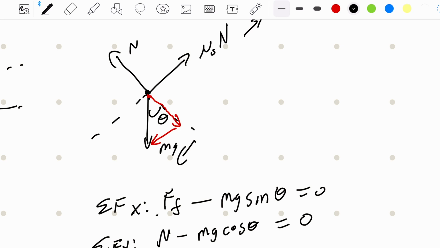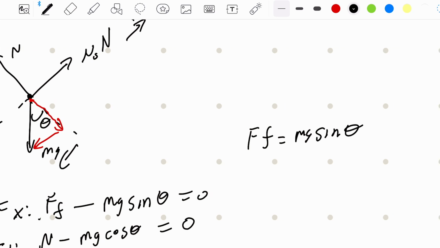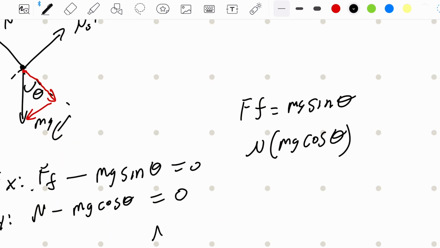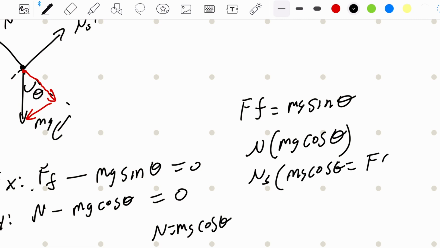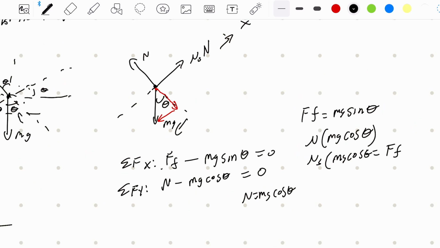So, the force of friction can either be mg sine theta, or the force of friction can also be mu times mg cosine theta, right? Because N equals mg cosine theta, and we know that mu s times mg cosine theta is equal to the force of friction. So these are essentially equal to each other. There you go. That's how you solve for force of friction.